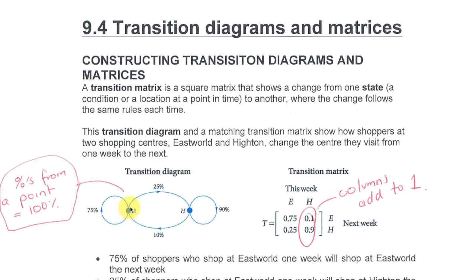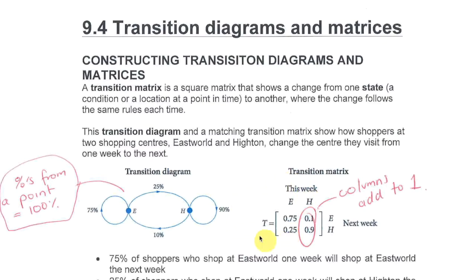And if we take the perspective of shopping centre E, this shows that 75% of shoppers who shop at shopping centre E in a particular week will continue to shop there the next week, and 25% will move across to shopping centre H. So this is a transition diagram. You'll notice that all of the lines moving away from a point need to add up to 100. And we can also show this same information in a transition matrix.